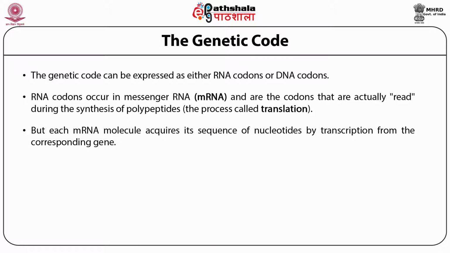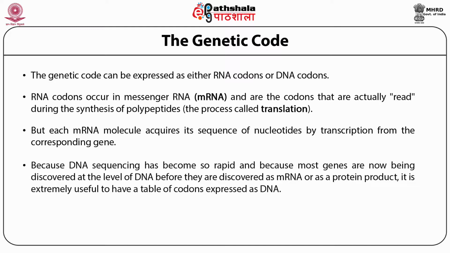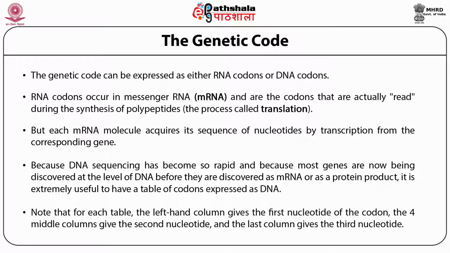But each mRNA molecule acquires its sequence of nucleotides by transcription from the corresponding gene. Because DNA sequencing has become so rapid, and because most genes are now being discovered at the level of DNA before they are discovered as mRNA or as a protein product, it is extremely useful to have a table of codons expressed as DNA. Note that for each table, the left-hand column gives the first nucleotide of the codon, the four middle columns give the second nucleotide, and the last column gives the third nucleotide.